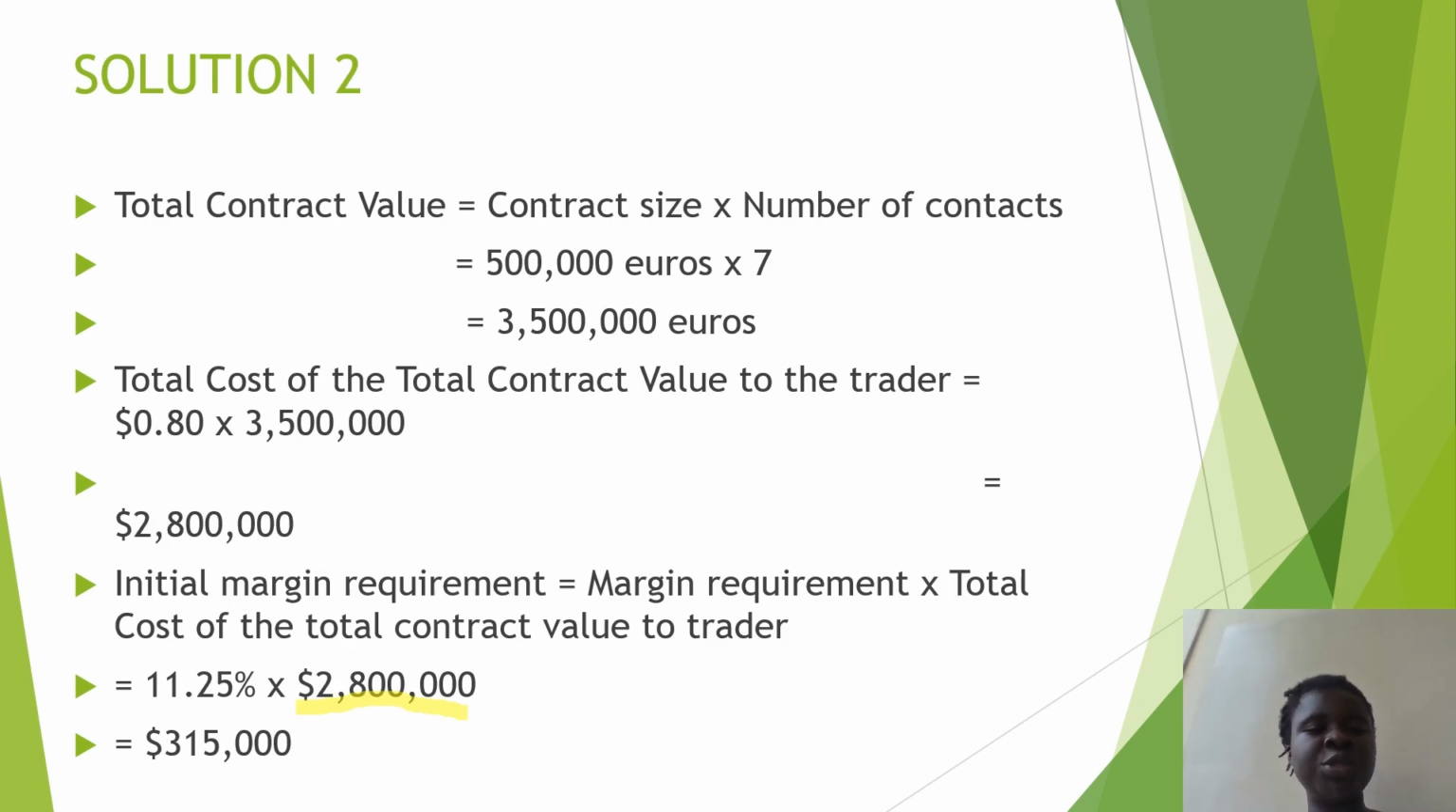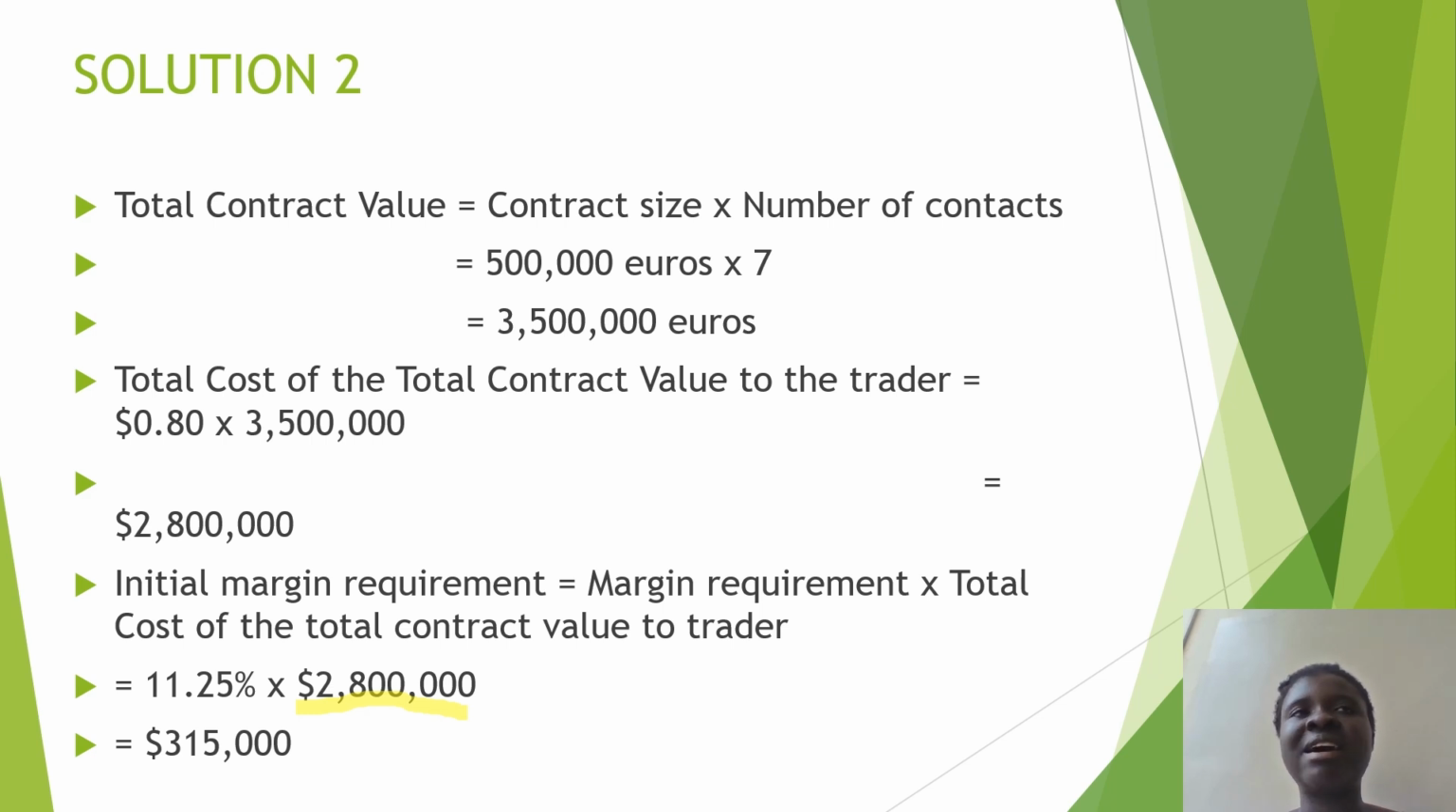Alright, so solution 2. Now we are looking at the total contract value. The contract value is equal to the contract size times the number of contracts. As I said earlier, one contract is 500,000 euros. We are buying 7, so you multiply, and then you get 3,500,000 euros.